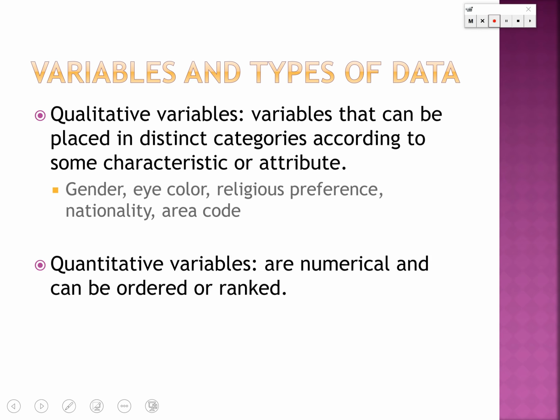If you have a quantitative variable, I think of quantitative as quantity. So when I think of a quantity, I think of numbers. So quantitative variables are numerical, and they can be put in a specific order, or you could rank them. Some examples of those would be age, height, weight, and temperature. So qualitative, you have a specific quality or characteristic. Quantitative, I think of quantity. Quantities are numerical.